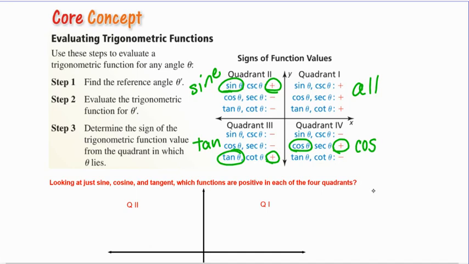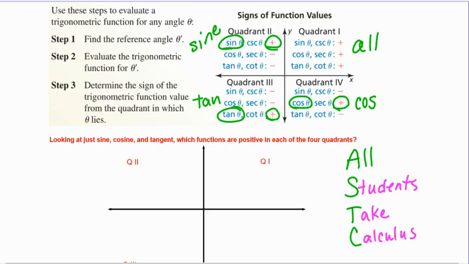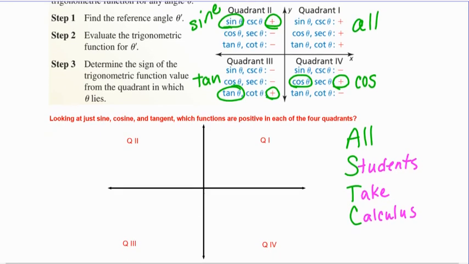And if you put all of that together, we get this nice mnemonic, A, S, T, C. The mnemonic, much like PEMDAS, please excuse my dear Aunt Sally, is really parentheses, exponents, multiply, divide, add, subtract. For All, Sine, Tangent, Cosine, your mnemonic is going to be all students take calculus. That is merely to help you remember what trig functions are positive in which quadrants.